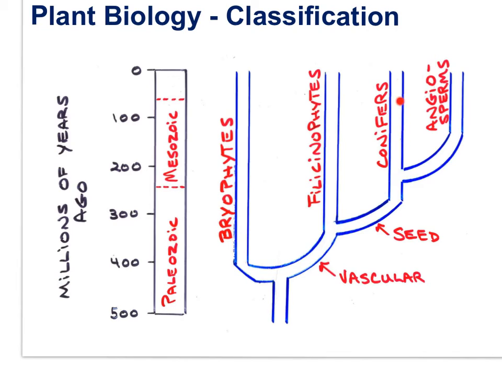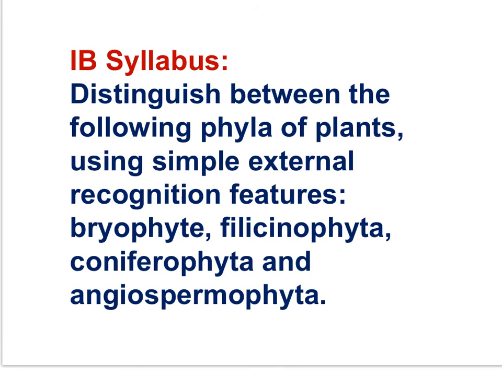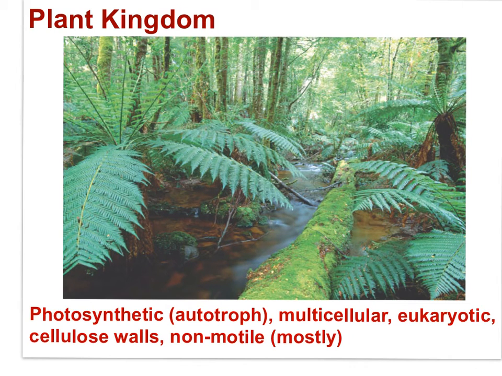Now, coniferophytes also have vascular tissue, and they display cones as the reproductive structure. Angiospermophytes have vascular tissue and flowers. Here is the IB syllabus statement for this review of plant evolution and classification. Distinguish between the following phyla of plants using simple external recognition features: bryophytes, filicinophytes, coniferophytes, and angiospermophytes. The plant kingdom would be best described as photosynthetic, autotrophic, multicellular, eukaryotic, with cellulose walls, and non-motile, mostly.